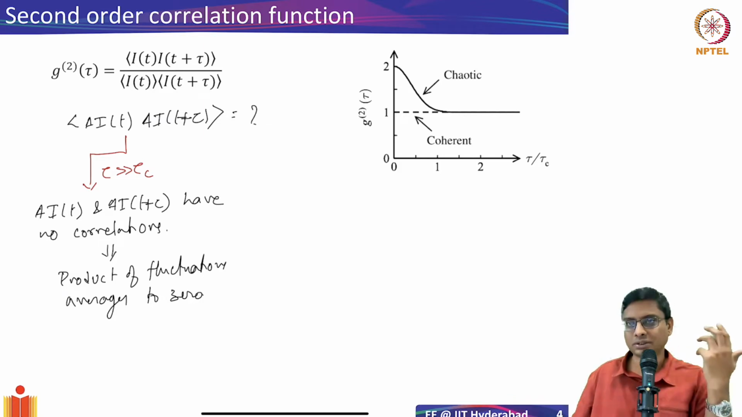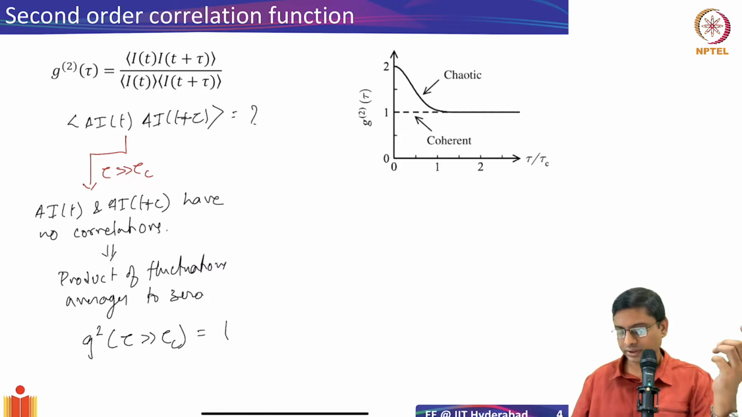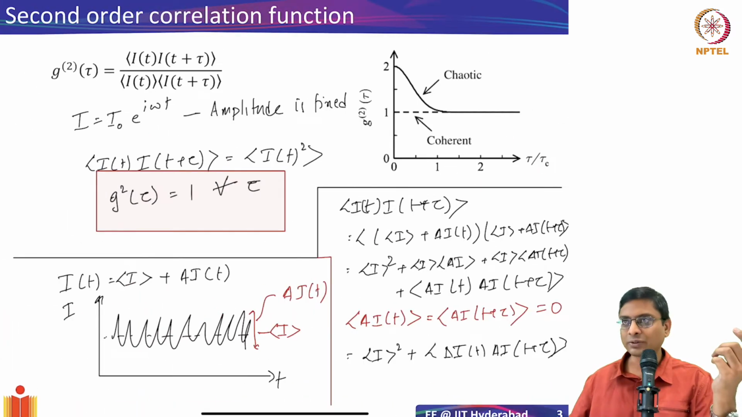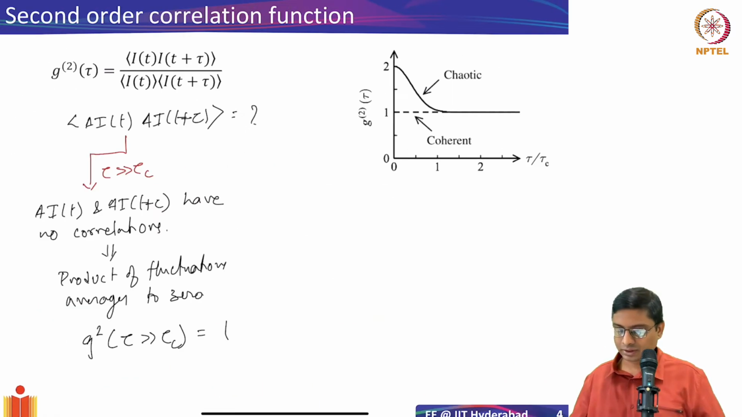If you have long time, right? So now, you will quickly see that g of tau for tau much greater than tau c is going to be 1. Correct? Because the first term is simply I of t into I of t plus tau. Explicitly, if you want to mention the time averages, this is I of t average into I of t plus tau average, the product of averages. So that's going to be 1.